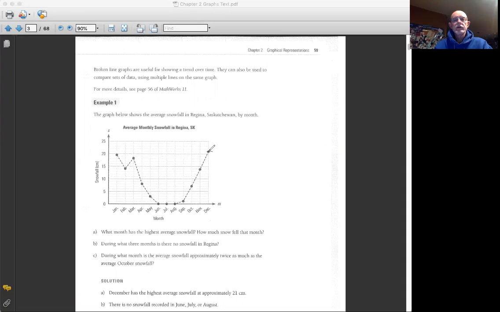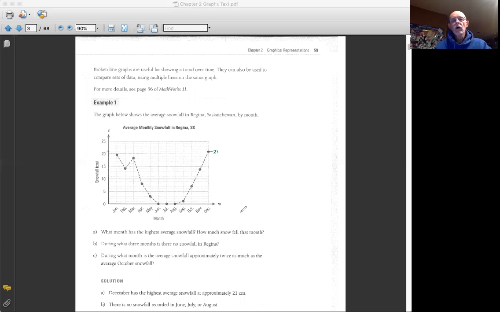And so to determine that, you have to go across to the Y scale, the measurement scale, and you have to estimate where that crosses. Now, thankfully, they have hash marks in between, and there's 5 hash marks between 20 and 25. So that means that this hash mark is 21, where this falls. So December was a big month, the biggest month, 21 centimeters.